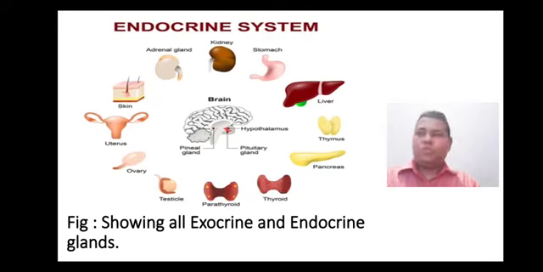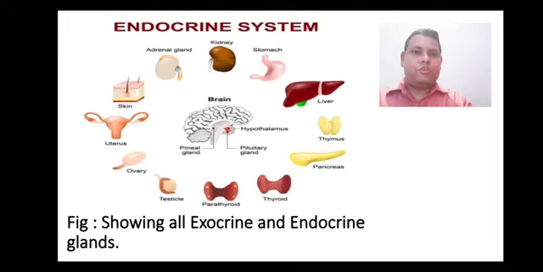You can see the different types of endocrine glands, showing all endocrine and exocrine glands. So the different kinds of exocrine and endocrine glands have specific and significant roles in human endocrinology.